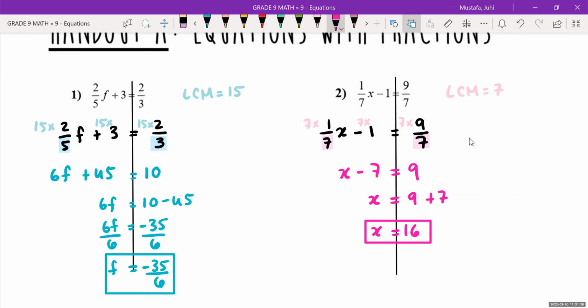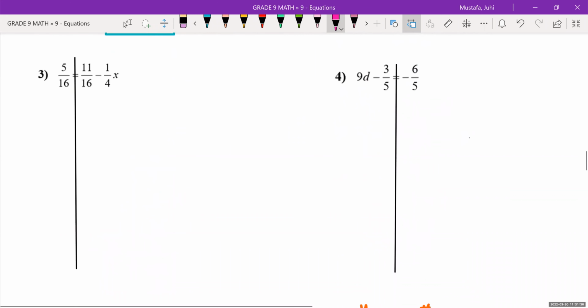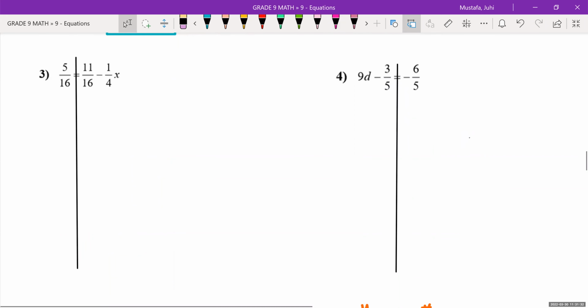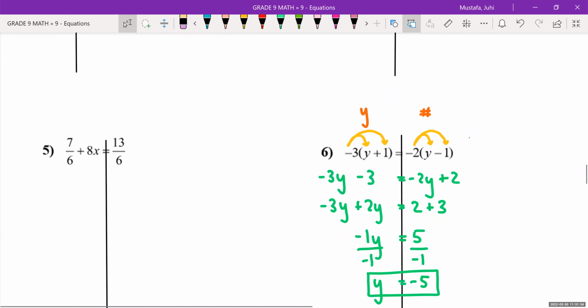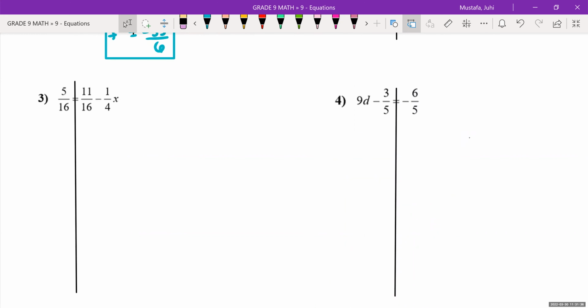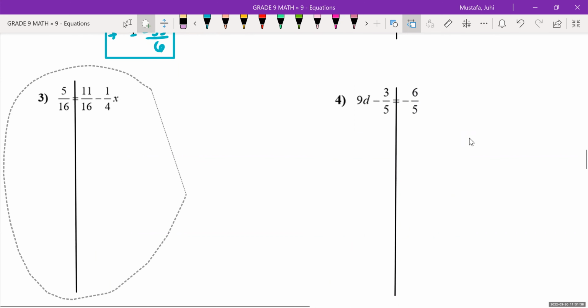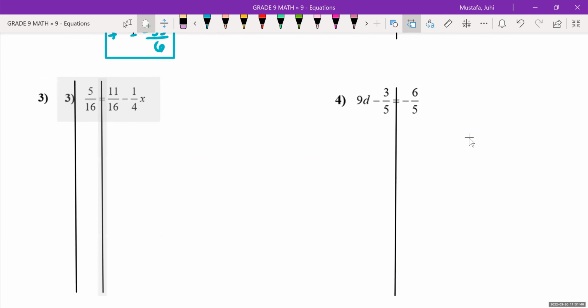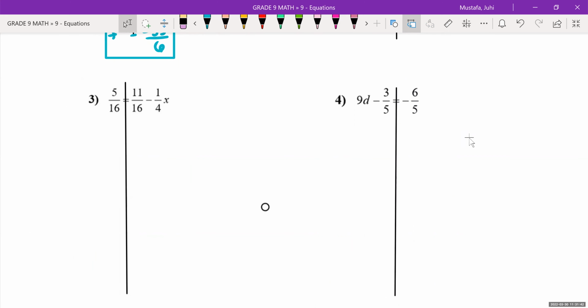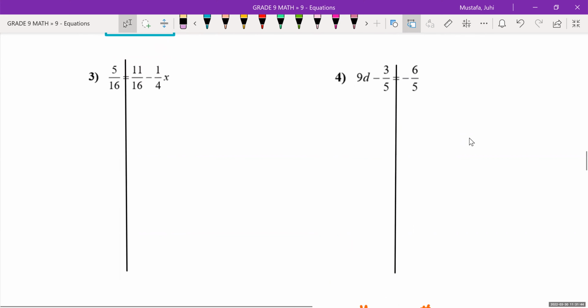We're okay with this? Okay, let's keep going. Question number 3. Question number 3 has numbers that are a little bit larger, it seems, but that's okay. So we have, I'm going to write it again.